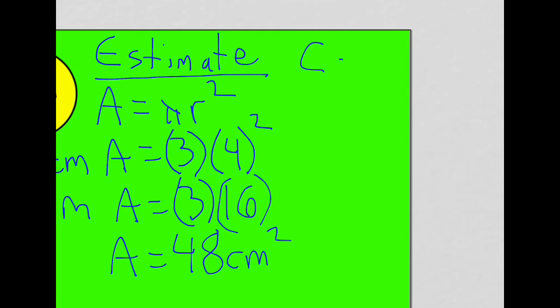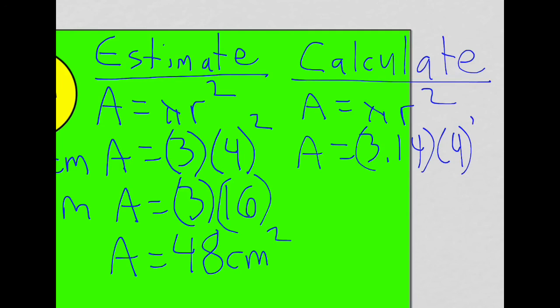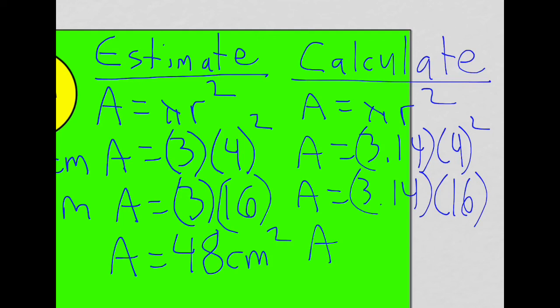And now to calculate. I'll write the area math equation. Area equals pi r squared. Area equals 3.14 times 4 squared. Area equals 3.14 times 16. And area equals 50.24 centimeters squared.